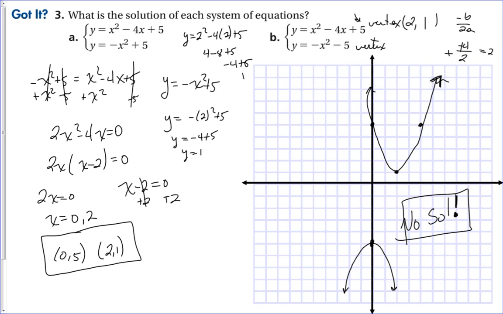For the first one, again, you should have got 0, 5, and 2, 1. And for letter B, regardless of whether you graphed it or solved by substitution, you should have gotten no solution either way. All right, let's move on.